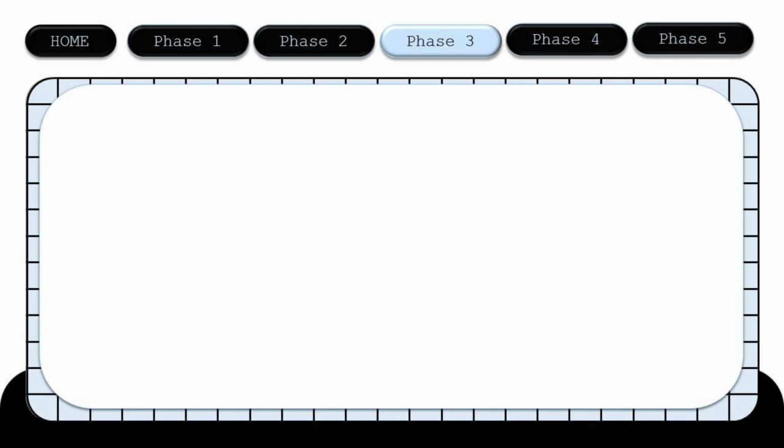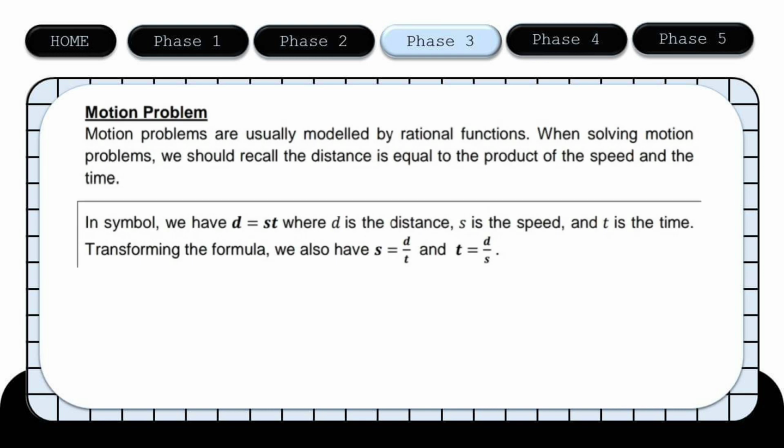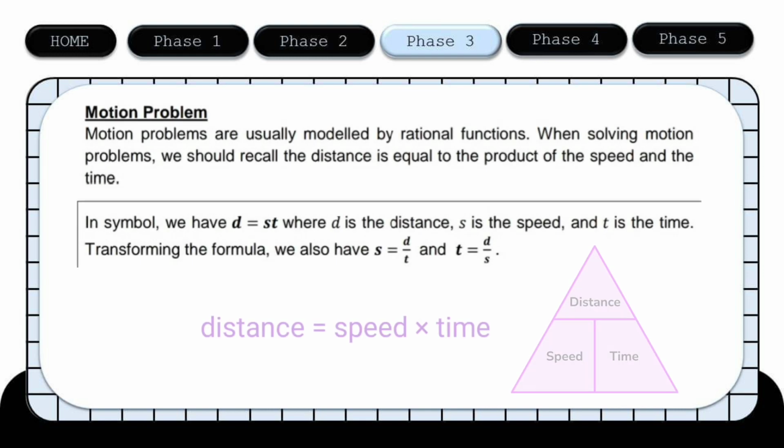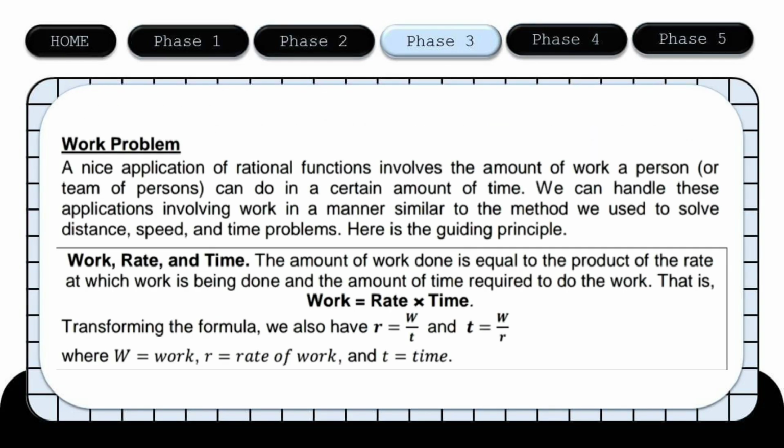So, another example tayo. Madalas gamitin ang rational function, sabi nga natin kanina, sa mga motion problem. Pag may motion problem tayo, tandaan natin yung formula na distance is equal to the product of the speed and the time. Isa pang madalas na application ng rational function sa real-life situation ay yung mga problem na may kinalaman sa work or work problem. A nice application of rational function involves the amount of work a person or team of persons can do in a certain amount of time.